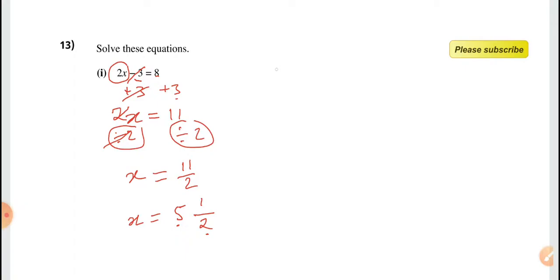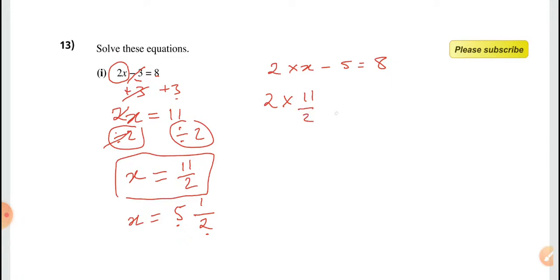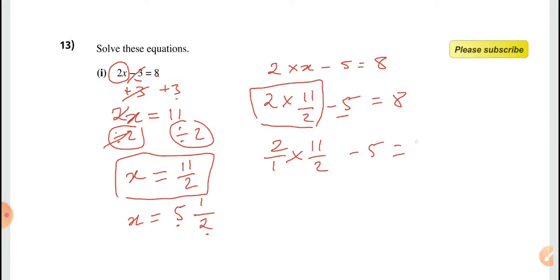Always check your answer. So 2 times x minus 3 is equal to 8. This is how the question started. So we thought that x is equal to, we'd use the improper fraction, 11 over 2. So 2 times 11 over 2, take away 3, is equal to 8. Now remember, this here can be written as 2 over 1 times 11 over 2, and then the take away 3 is equal to 8.